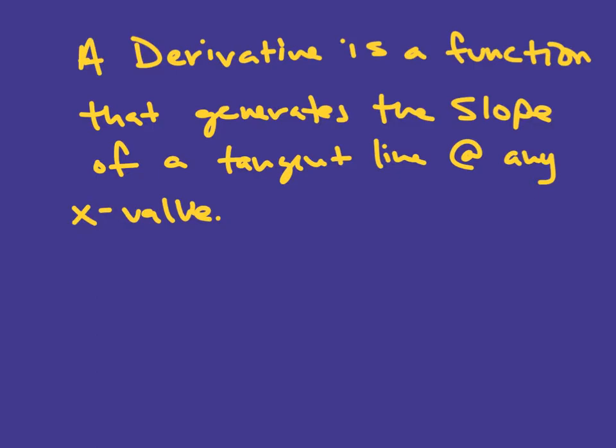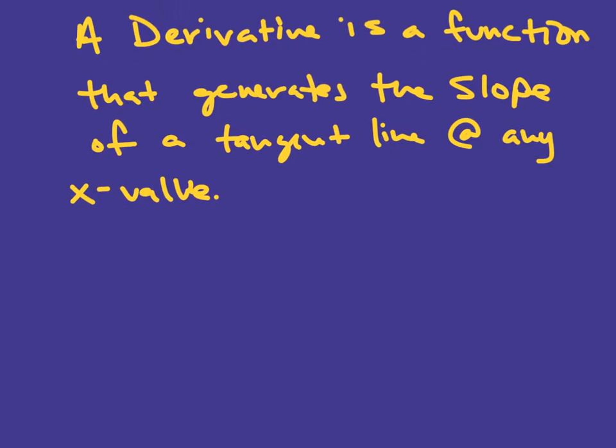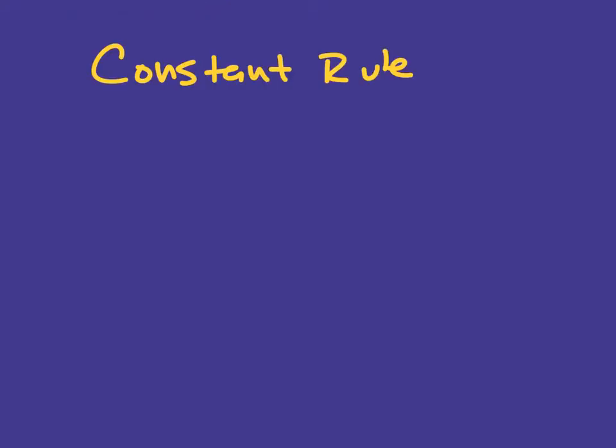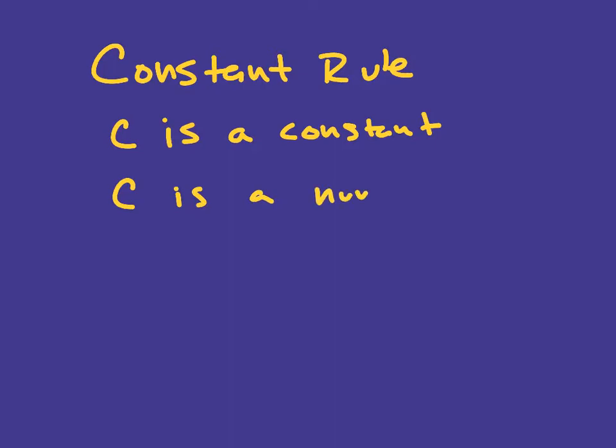So the first thing that we want to do is be able to calculate all of our derivatives and be really, really good at that. So let's look at our first rule. And the first one is our constant rule, okay? And for the constant rule, we want to use the letter C. So C is a constant, and I like to call it as C is a number, okay?